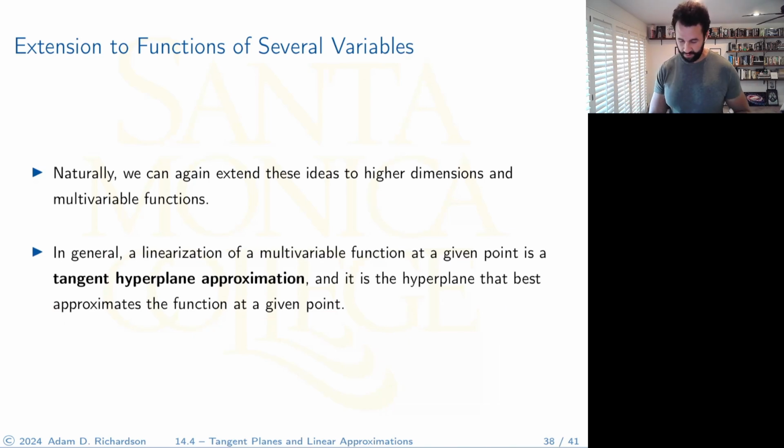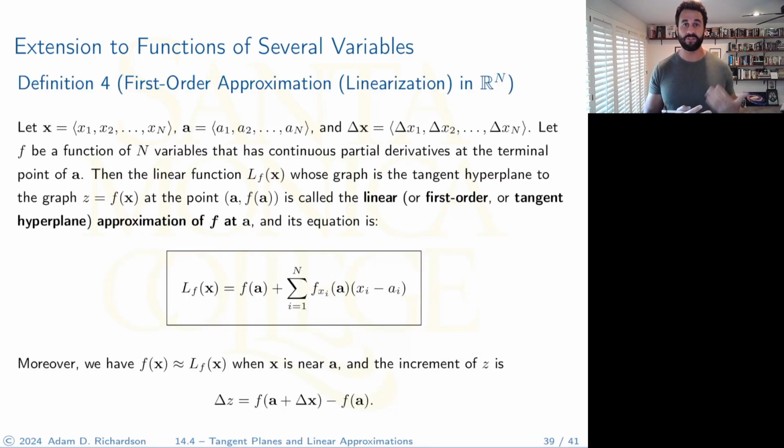That's it. So here is the definition of a first order approximation in Rn, a function of n variables. For ease, we are going to use the vector notation for our point, just to keep the formulas concise. Let f be a function of n variables that has continuous partial derivatives at the terminal point of our vector a, the point where we're performing the linearization. Then the linear function L sub f of x, whose graph is the tangent hyperplane at that point, is called the linear or hyperplane approximation of f, and this is its equation in general.